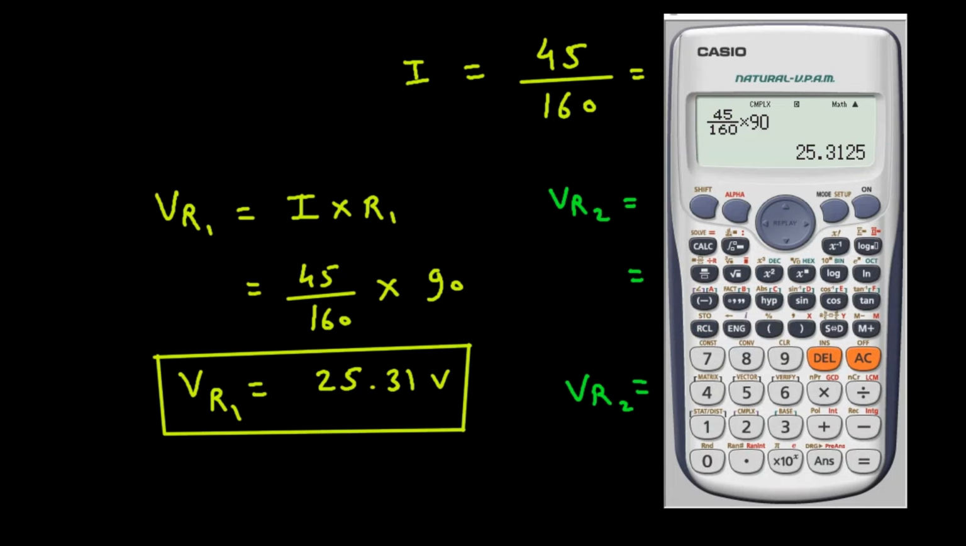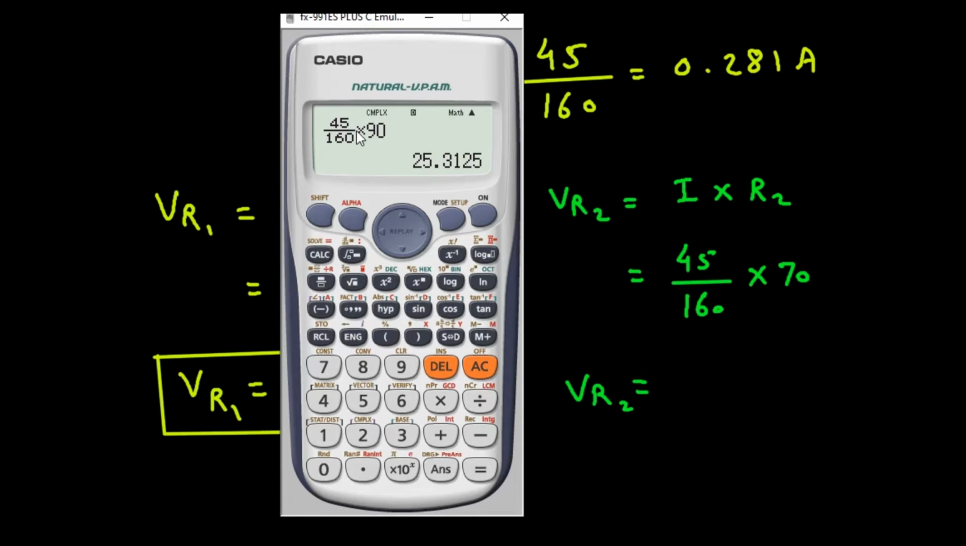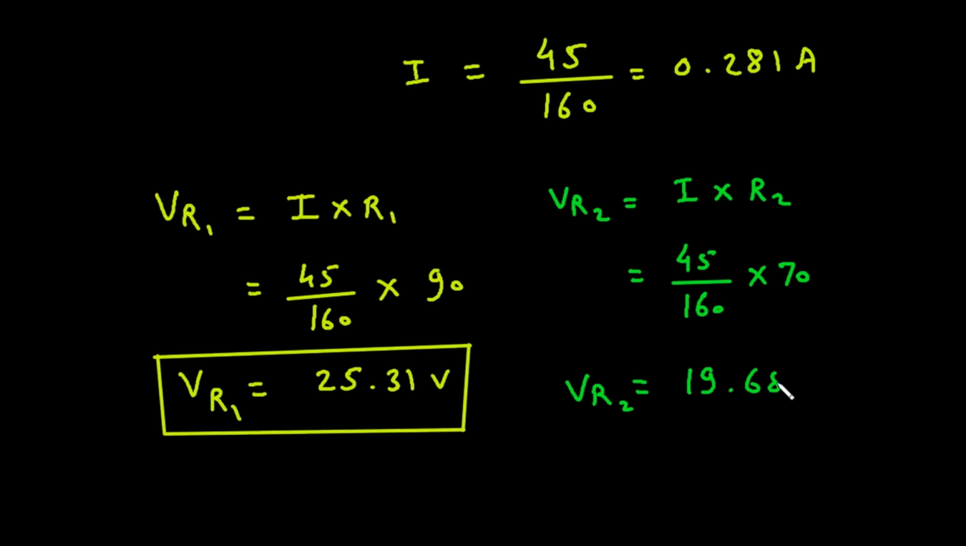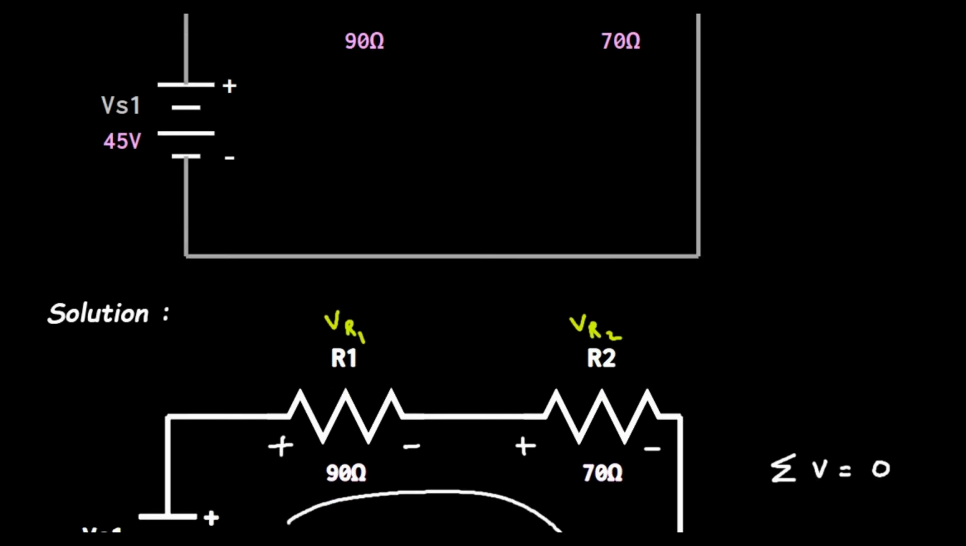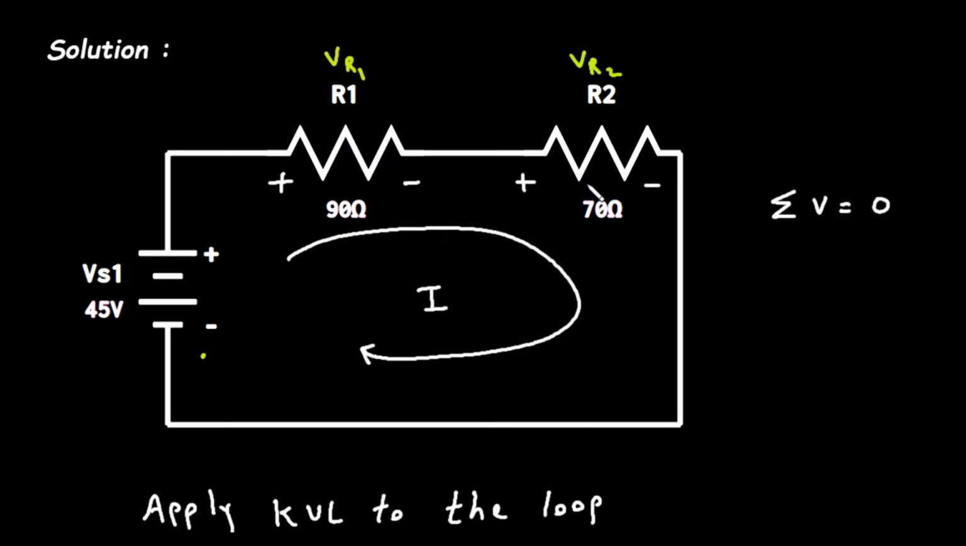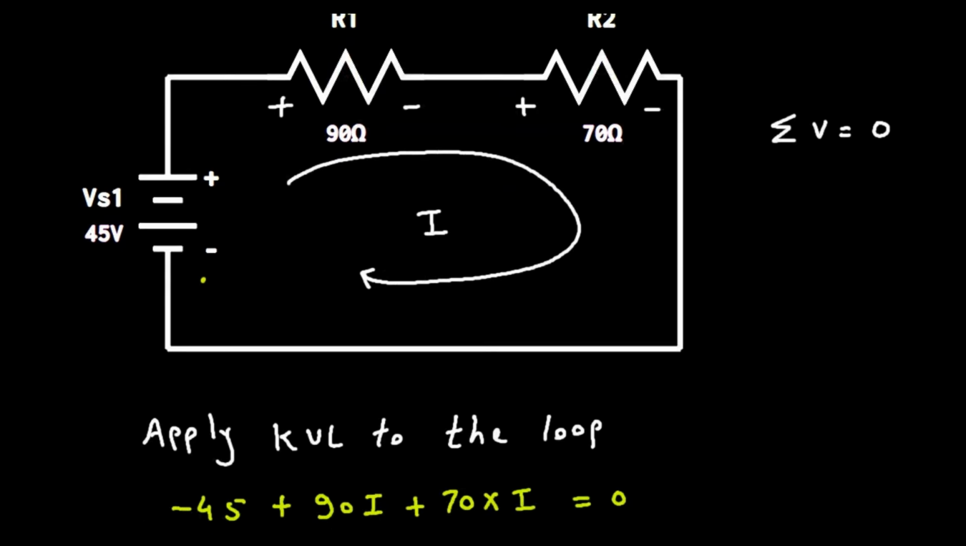So let's solve this in the calculator. It will be simply 45 divided by 160 multiplied with 70. So it is equal to 19.68 volt. So this is the value for VR2. And this is how we can find the value of voltages across resistors by using Kirchhoff's voltage law.